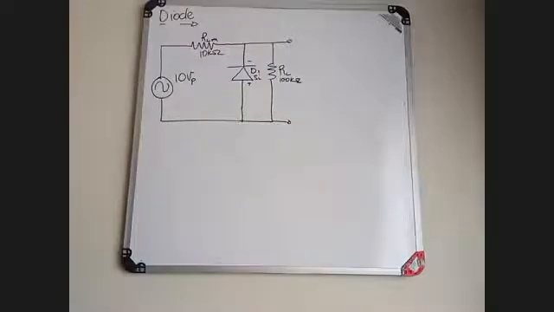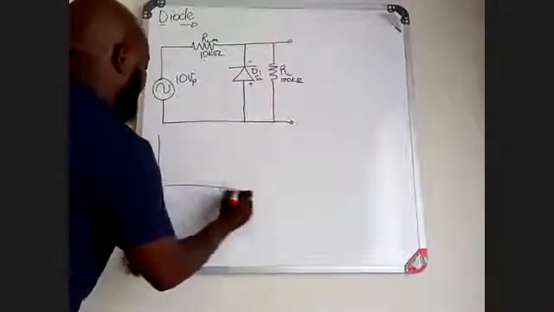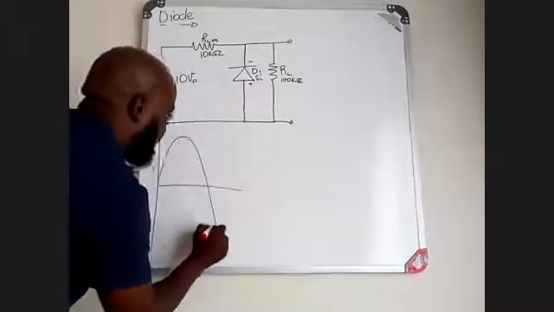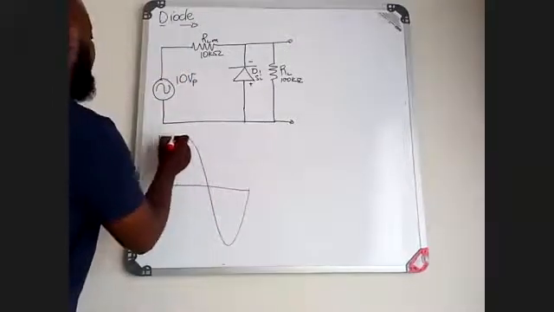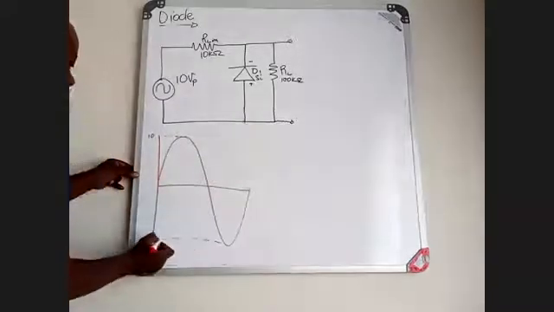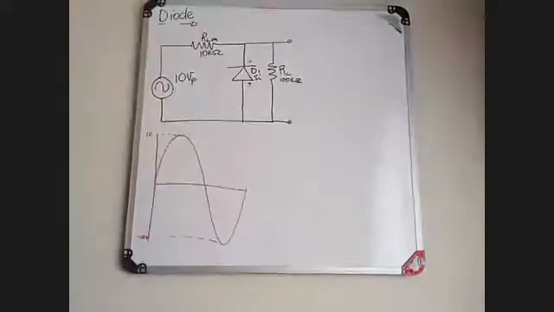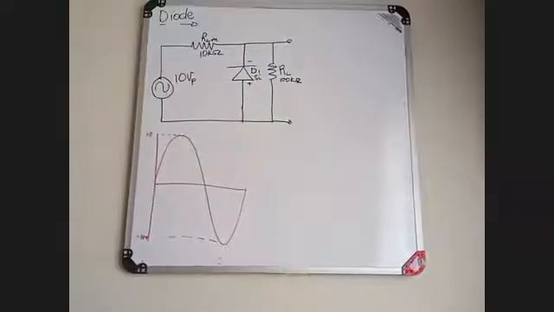Now, if we look at the signal, it is going to be a sinusoidal signal of your input. There you have got your peak, which is 10 volts, and then you have got your minus 10 volts. Now, what will happen during the positive cycle?